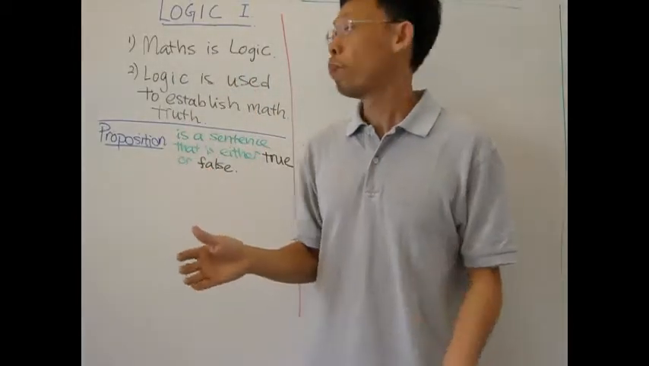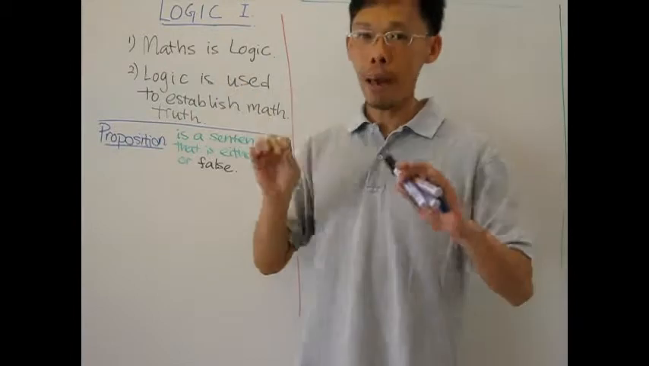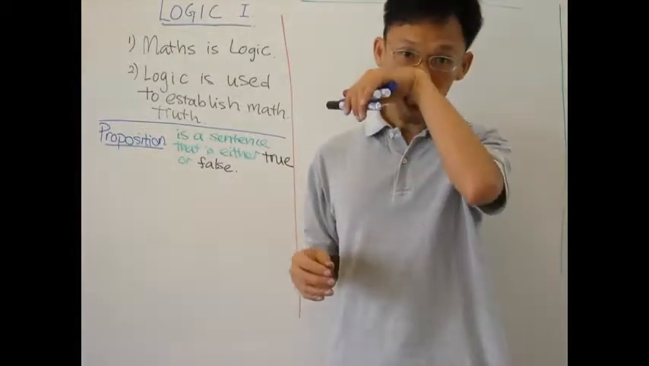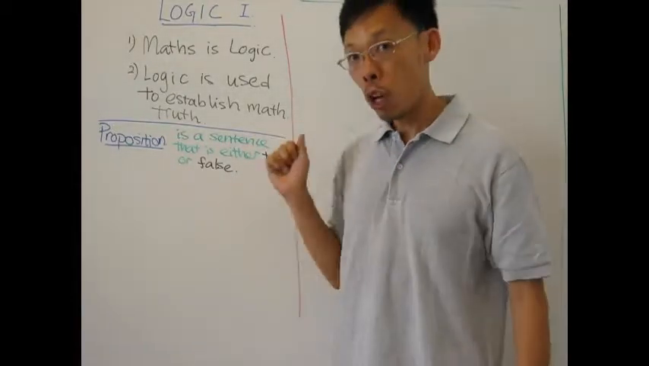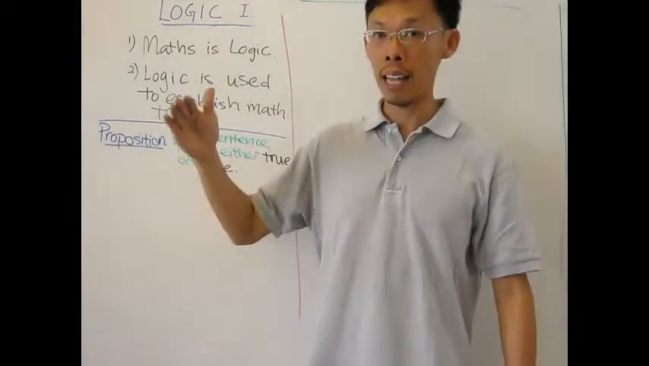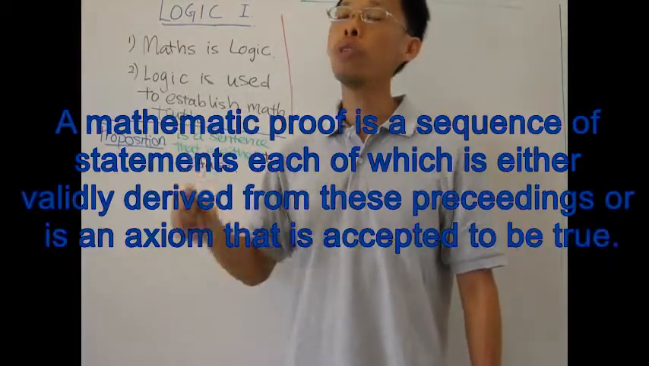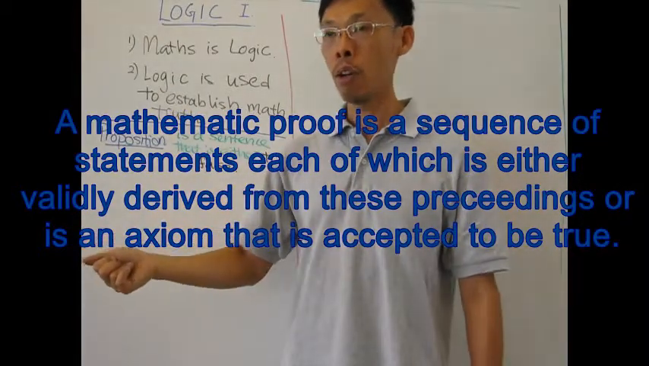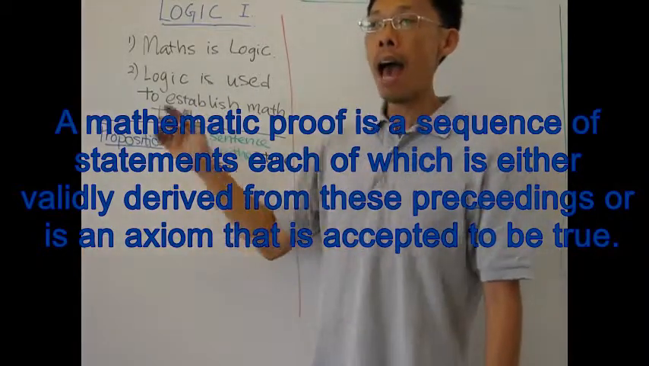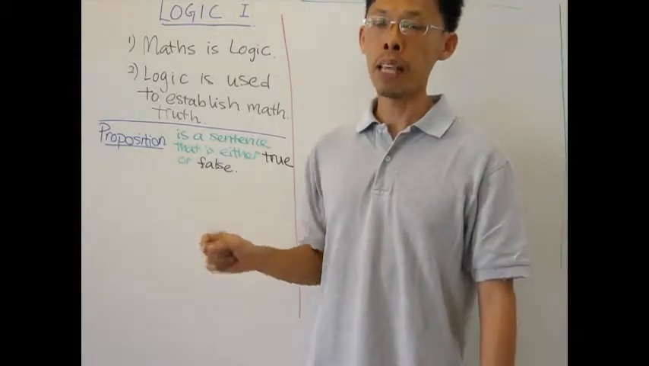Mathematics is about logic, and we use logic to establish mathematical truth. And how do we establish mathematical truth? Well, we use something called a proof. We will look at proof later. Proof, by the way, is a sequence of sentences which we either accept to be true, or derive from previous statements which are accepted to be true, or which are actually true. Alright?